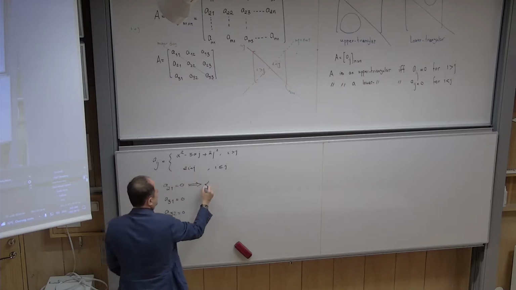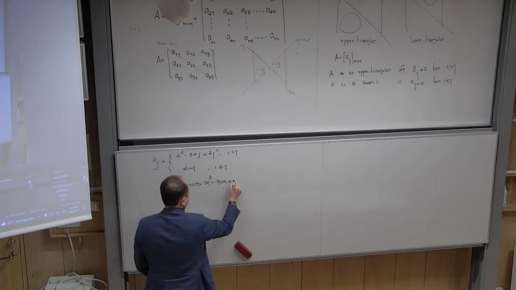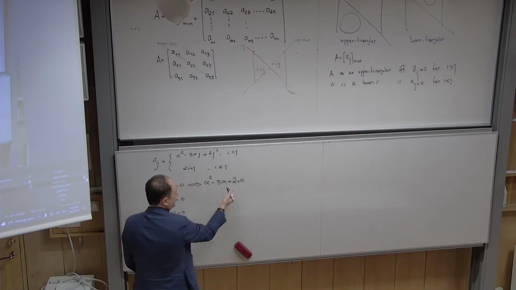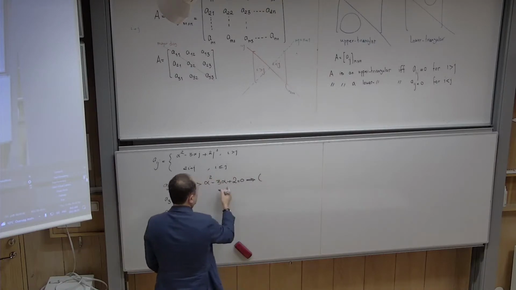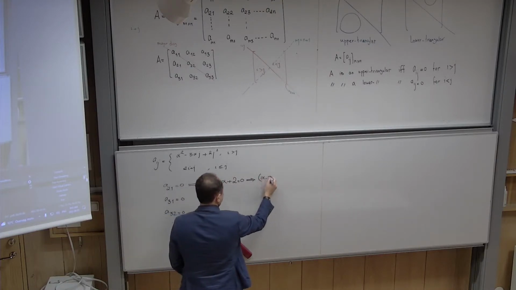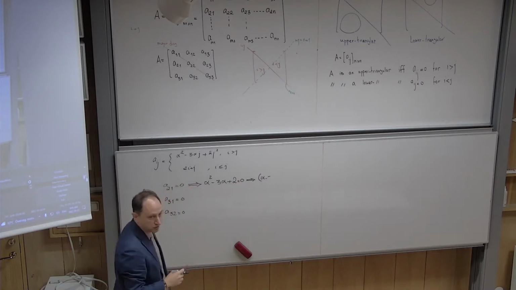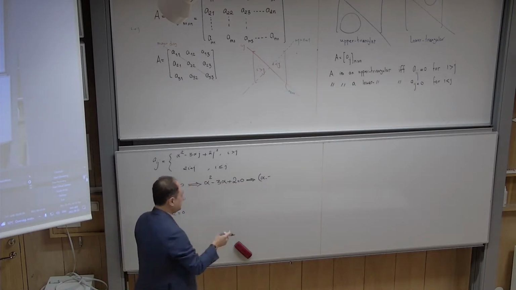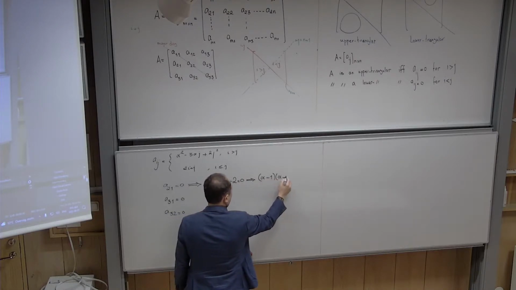Then it becomes alpha squared minus 3 alpha plus 2. This should be equal to 0. That's a very simple quadratic equation. PQ or ABC, or even simpler here in this case, is factorization. I need two numbers whose sum is minus 3 and the product is 2. What are those numbers? It's minus 1 and minus 2.